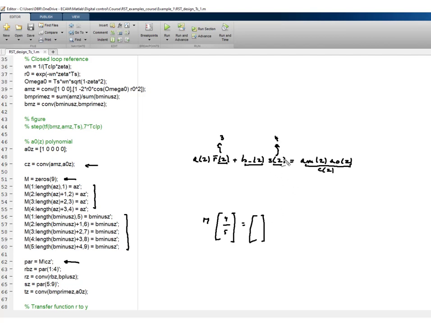S you obtain directly from the Diophantine equation. R, well, R of Z is R bar, the one that you obtain from the Diophantine equation, times B plus, right? And T of Z is the product A0 times BM prime over here. And this is how we obtain the 3 relevant polynomials from the RST controller.